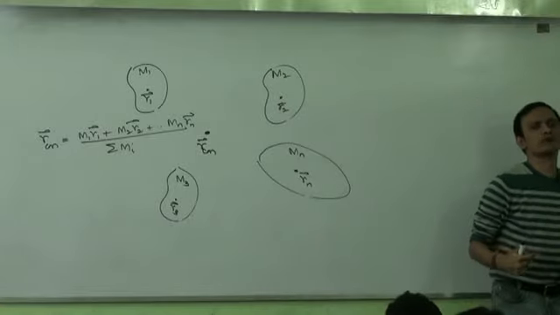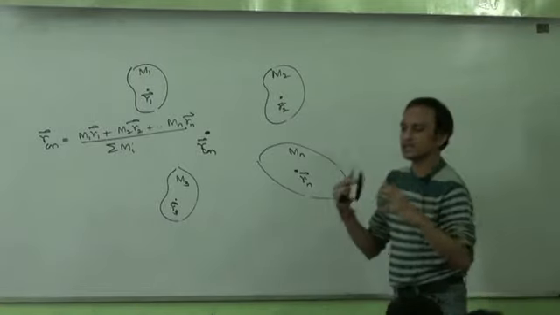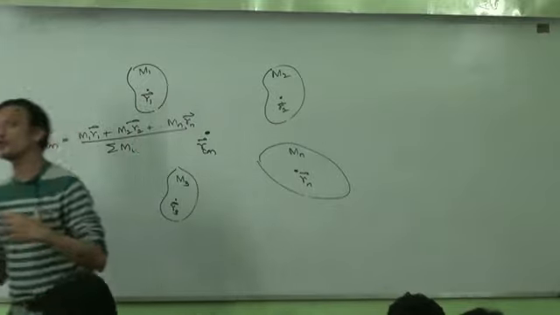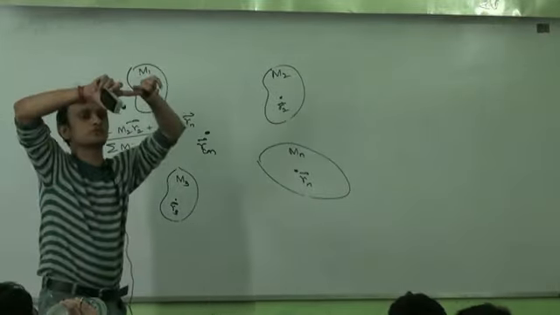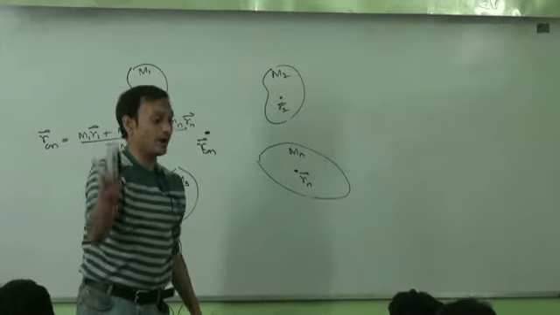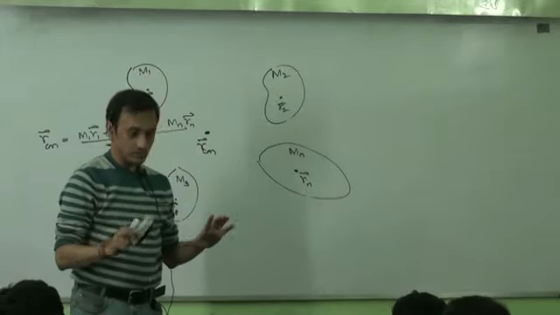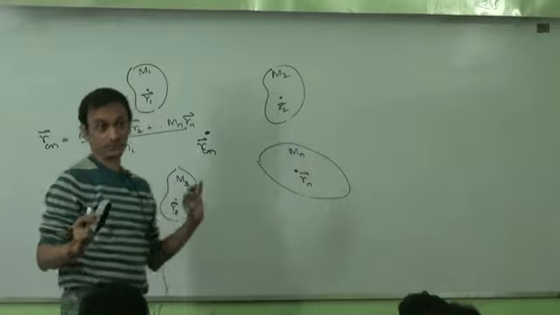Now, let me come back to the semicircular disc. Uniform semicircular disc, mass m and radius r. I hope you understand the difference between a disc and a wire, right? Disc and a wire, these are different things.